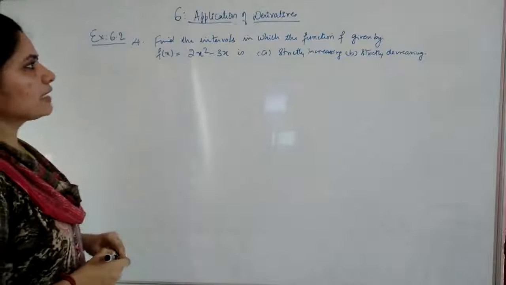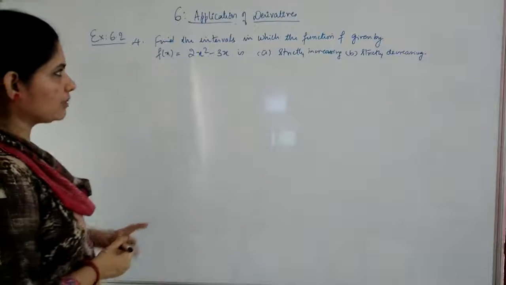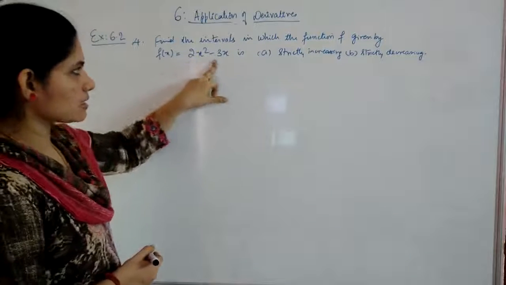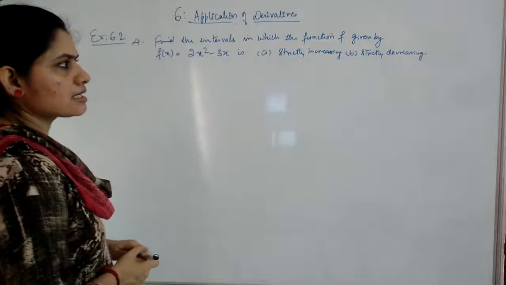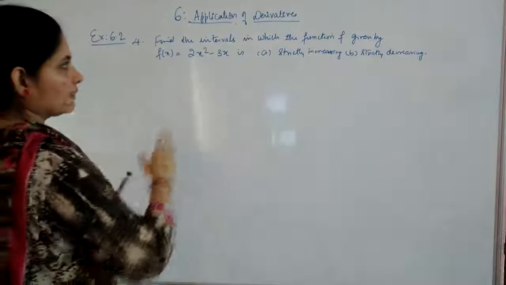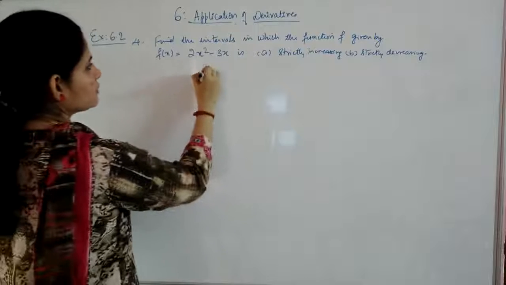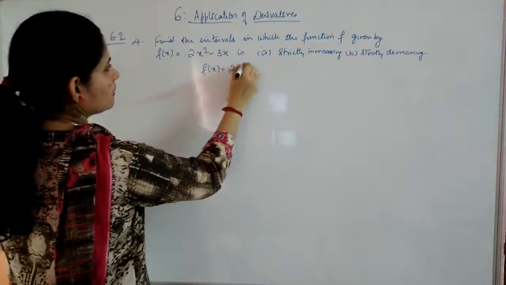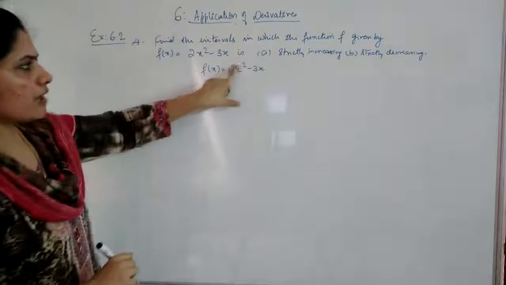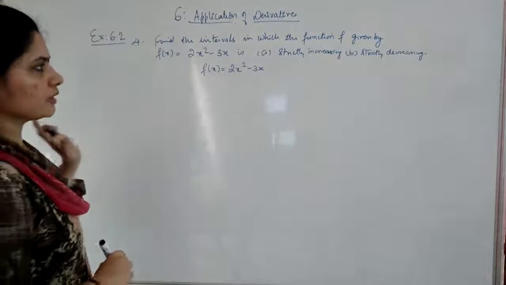Question number 4 is: find the intervals in which the function f given by f of x equals 2x square minus 3x is strictly increasing, strictly decreasing. So you have to find out the interval. For that, the first step is to find the derivative. When you have a power term, you have to find the derivative.